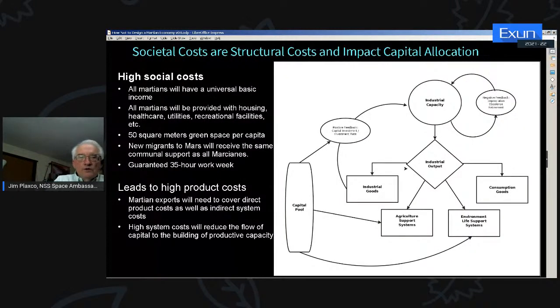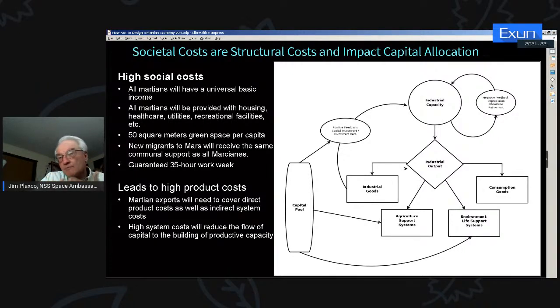So when we look at what the Martian society is guaranteeing all people who live there, we have a society that's going to have a very high structural cost component. And that's going to raise the costs of all the products the system produces. Those higher costs make it less likely that Mars will find export markets for its goods. These structural costs are also going to consume capital that could have otherwise been dedicated to increasing Mars' productive capacity.